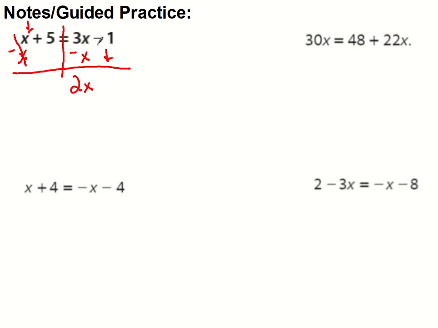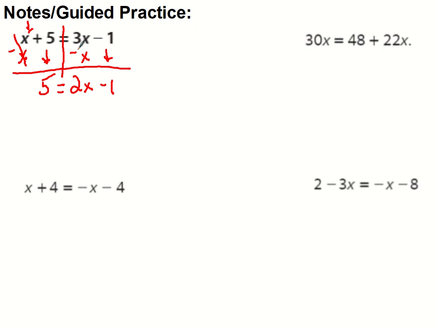I can't do anything with x and -1 because they're not like terms. I can only subtract x's from x's. So, bring down my -1. I haven't done anything with +5. I'm going to bring that down, and I bring down my equal sign. So what I did is I transported 1x to the other side.